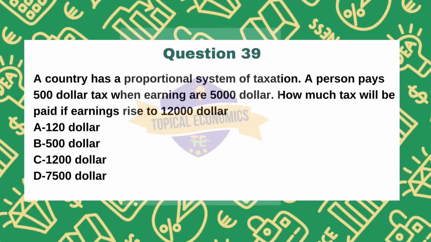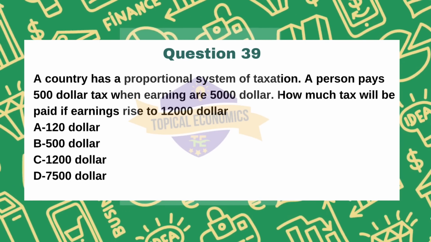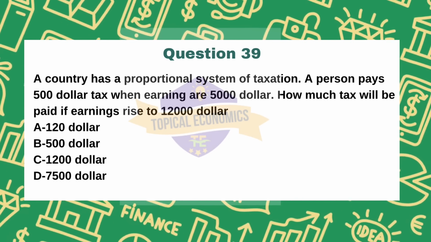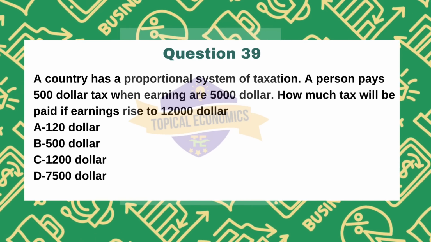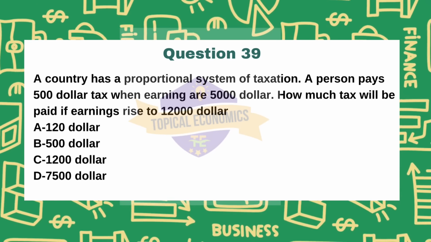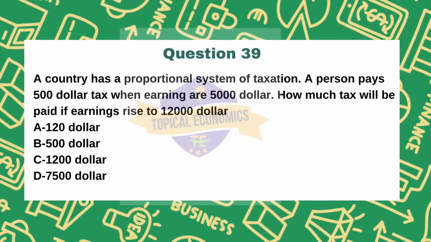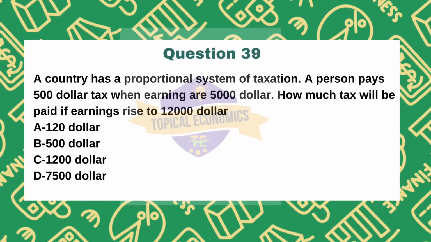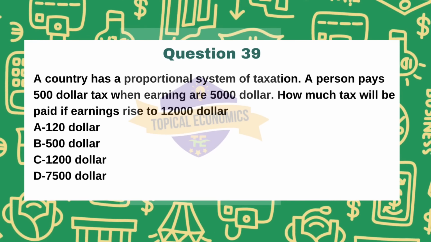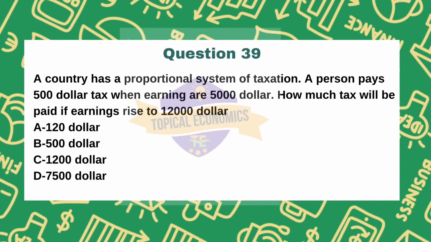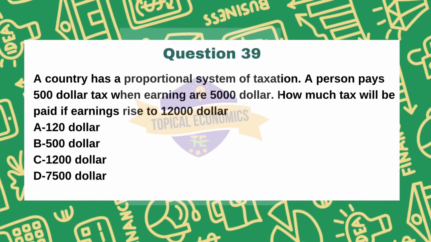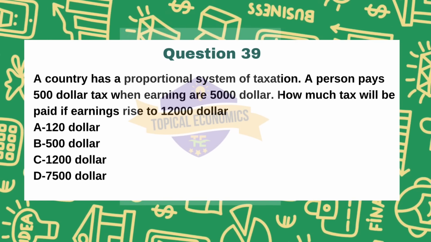To calculate the tax rate, we see that tax paid at $5,000 income is $500. So, the tax rate equals tax paid divided by income, equals $500 divided by $5,000, equals 0.1 or 10%. Next, to calculate the tax for $12,000 income. Tax at $12,000 equals 10% of $12,000, equals 0.10 times $12,000, equals $1,200. Therefore, the correct answer for this question is option C, $1,200.